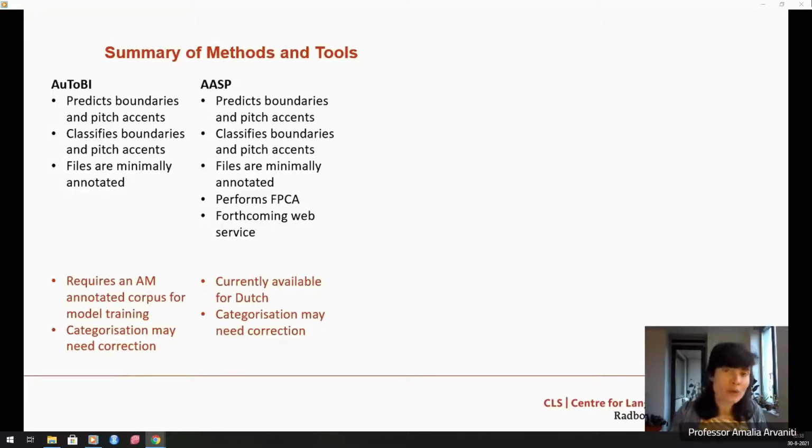The forthcoming web service is quite exciting, making the FPCA tool available to anyone with data, not necessarily just for Dutch. Currently though, the Autodi part is of course only available for Dutch. And once again, if you're using this, you may need to check over the categorization labels for pitch accents and boundary tones.